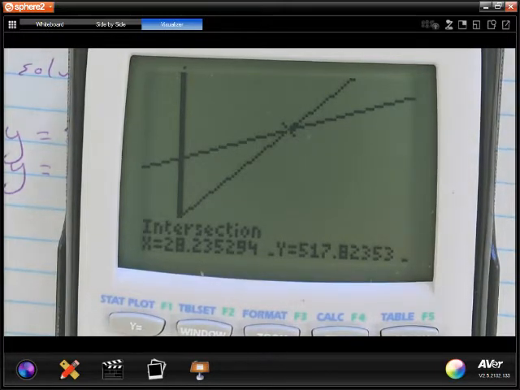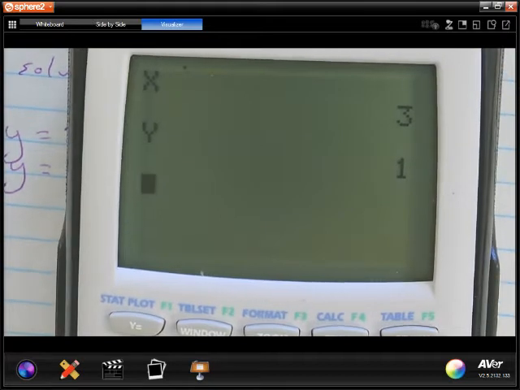Okay, so now it's about 28.2 and 517.8. Now let's say we didn't want to leave it like this. Let's say we want to know what these were as a fraction. Okay? All right, let's quit, and hit second mode. Go back to the screen. Right next to second. Second, and then the button next to second.